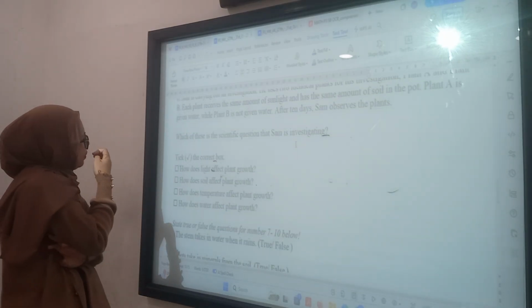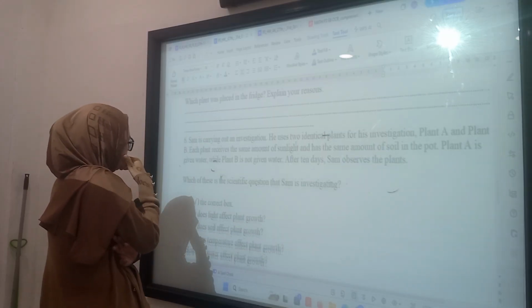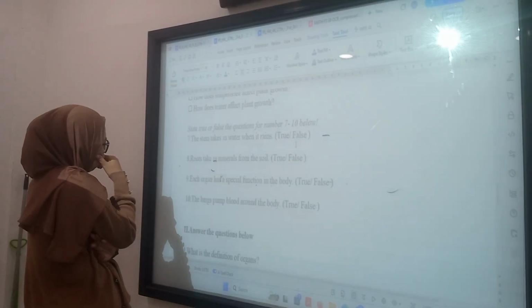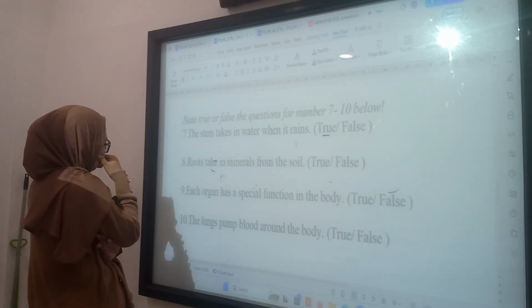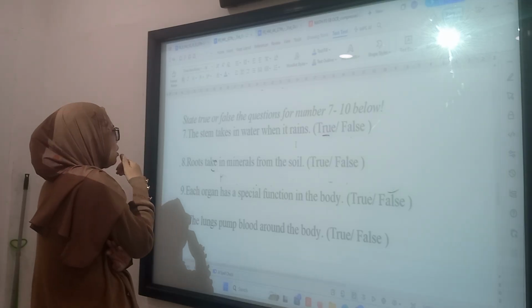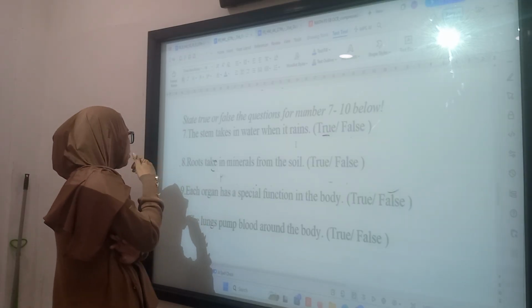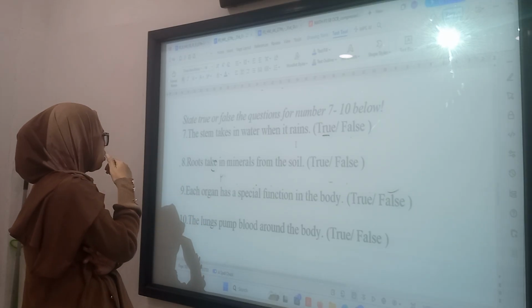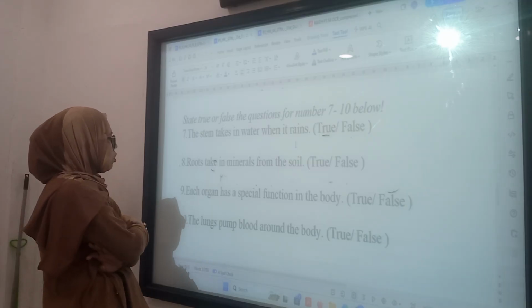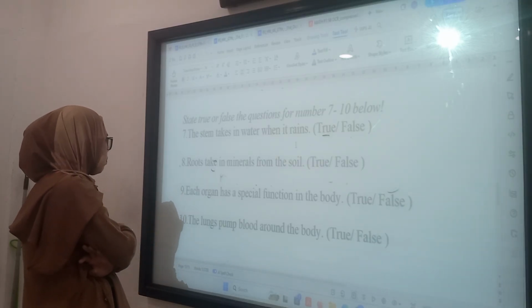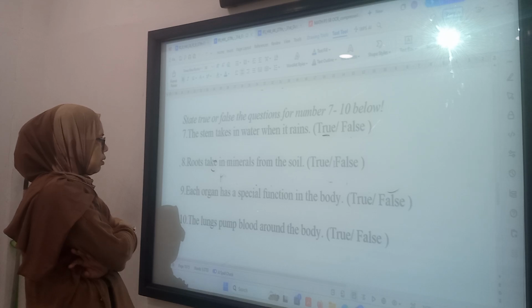Okay, so this is the experiment from the book. We just go to number 7. The stem takes in water when rain falls. Roots take in minerals from the soil. True, each organ has a special function in our body. True, the lungs pump blood around the body. False.